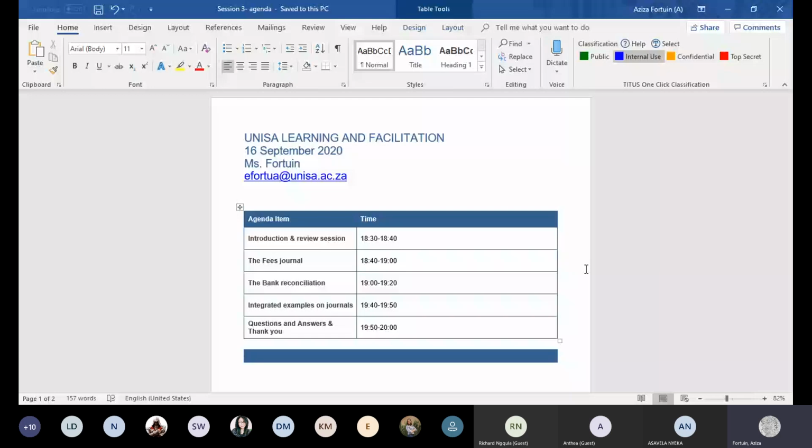Secondly, I'd like to know how your week went. We did the cash receipts journal, the cash payments journal. For the people that attended the small little class, we progressed and we did the fees journal and we touched on the bank reconciliation. So that's what we want to do tonight. Anything from your side?